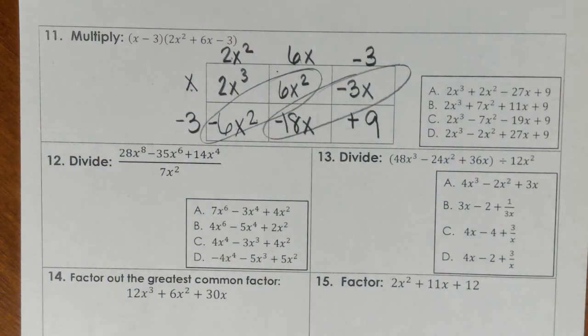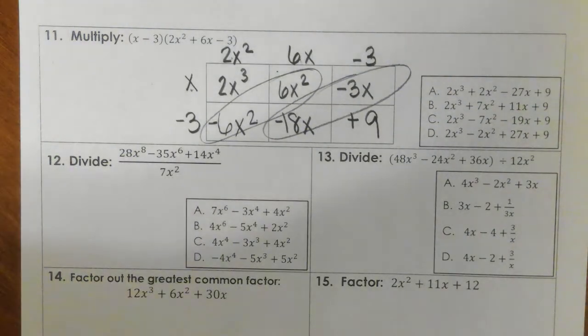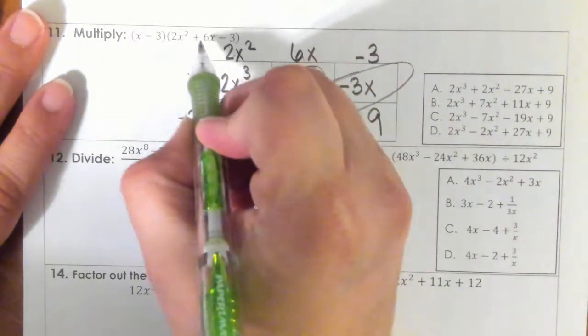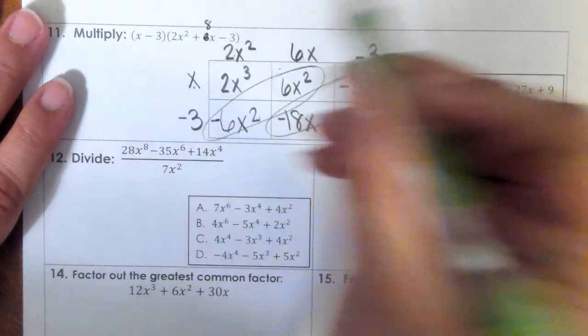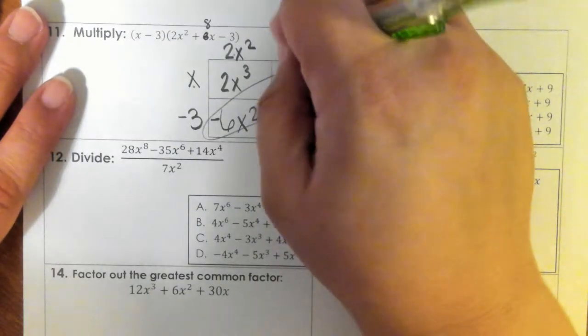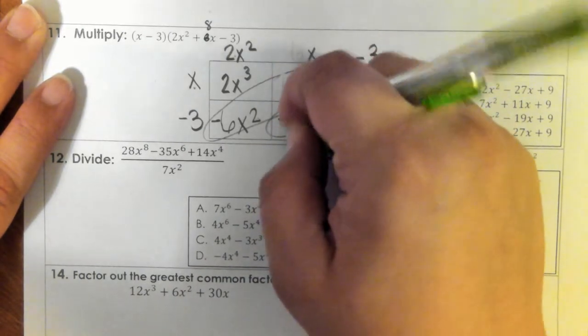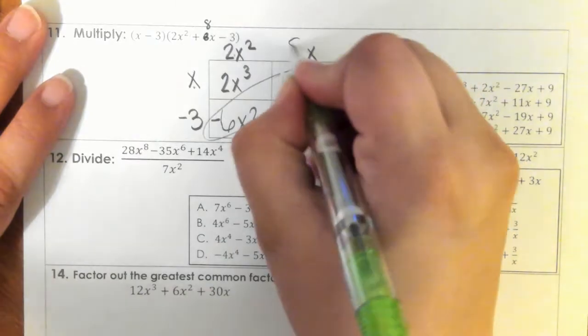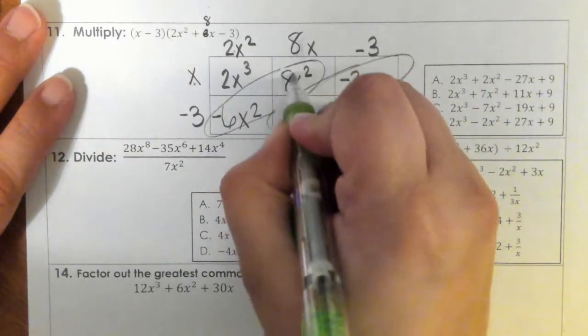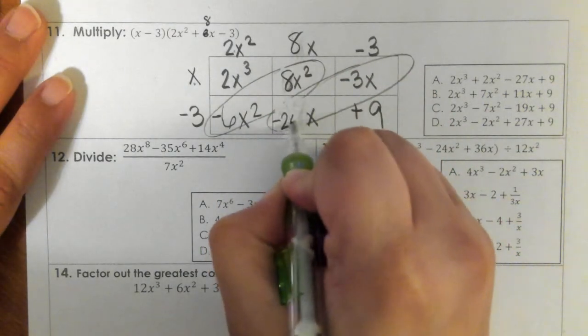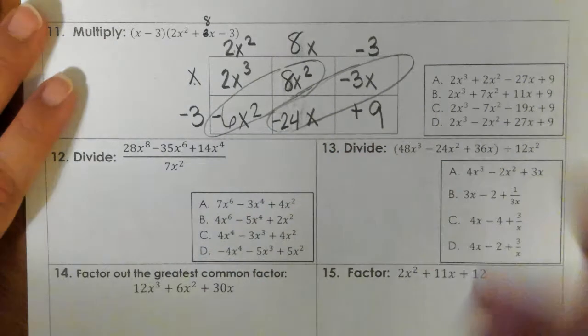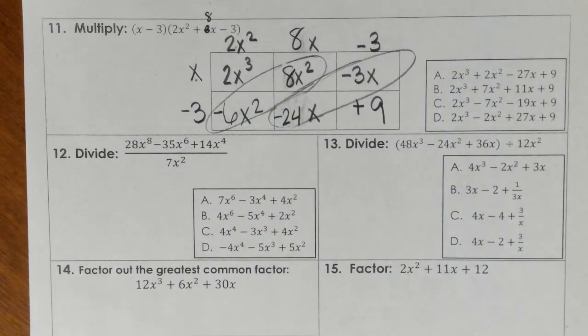So, I believe we have a small typo. Yes we do. So, we need to change the 6 right here to an 8. Alright, so that gives us 8x squared and negative 24x. Again, they're still going to match. My fault on the 8 there.